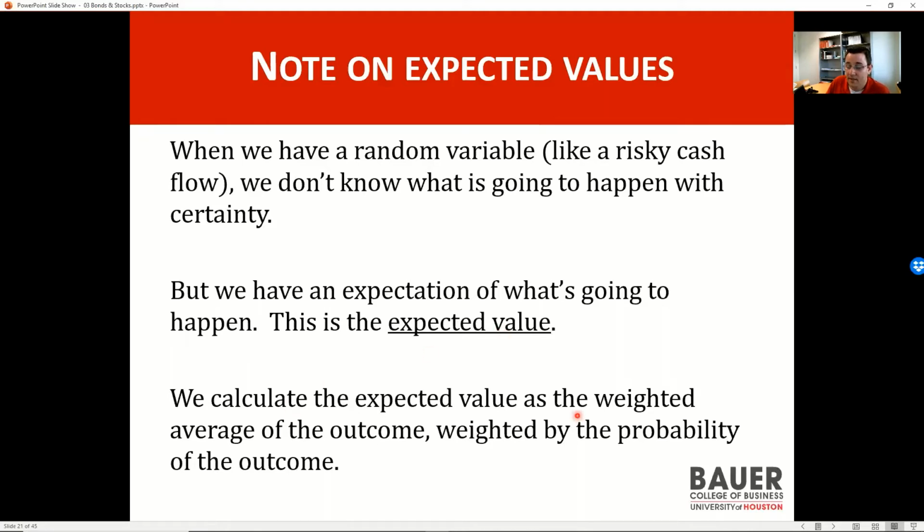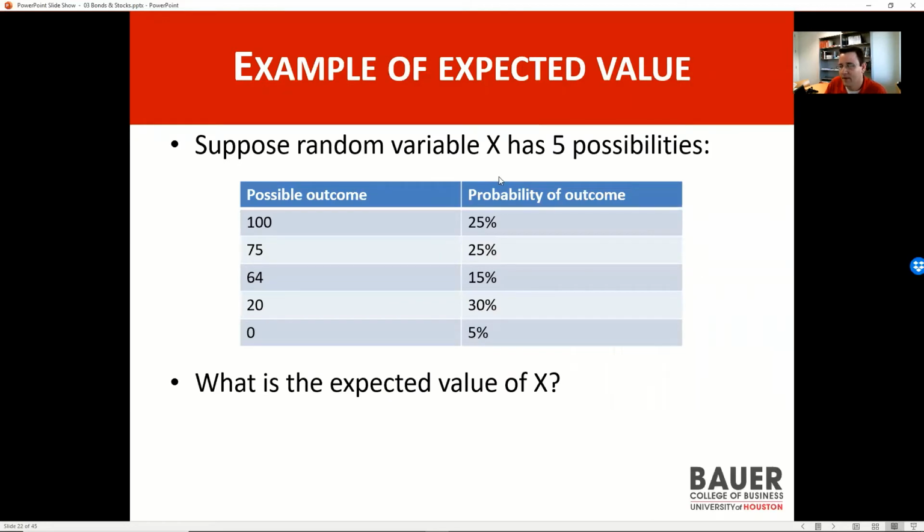That's the expected value. We're going to calculate the expected value as an average. It's the weighted average of the outcomes, where the weights are given by the probability of each outcome. The easiest way to see this is with an example. We have some variable x with 5 possibilities. It could be 100, 75, 64, 20, or 0. These are the 5 possible outcomes, and these are the probabilities associated with each outcome. It'll be 100, 25% of the time. It'll be 75, 25% of the time. It'll be 64, 15% of the time. It'll be 20, 30% of the time. And 5% of the time, x will resolve to be 0.